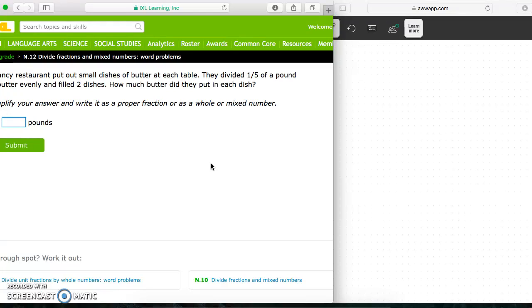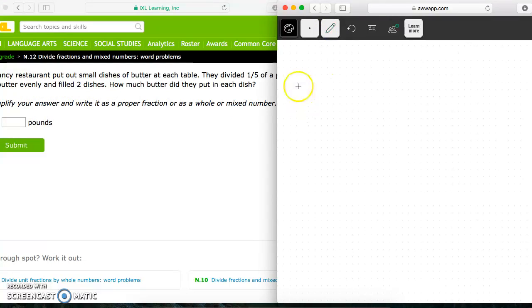So I want to think about, what am I starting with? How am I dividing it? Or what am I finding a part of? So I am being told here that they divided 1/5 of a pound of butter evenly and filled 2 dishes. So they're starting with 1/5 of a pound and they're splitting it into 2 dishes. So I know that I'm starting with 1/5 of a pound and that is being divided evenly among 2 dishes.